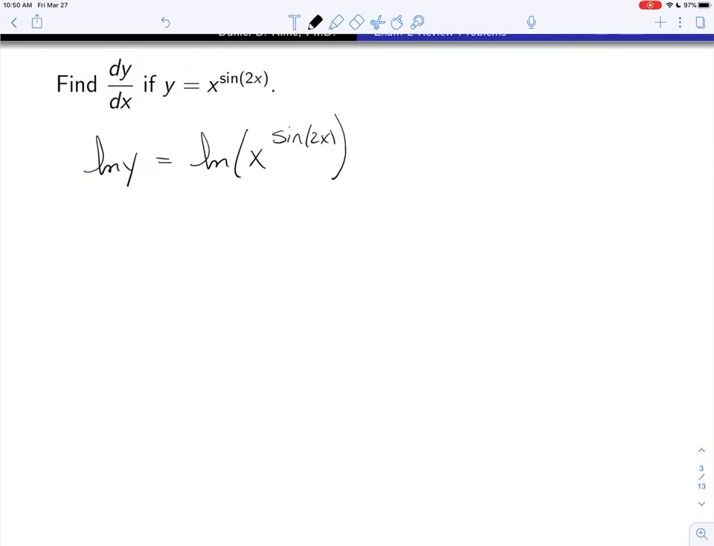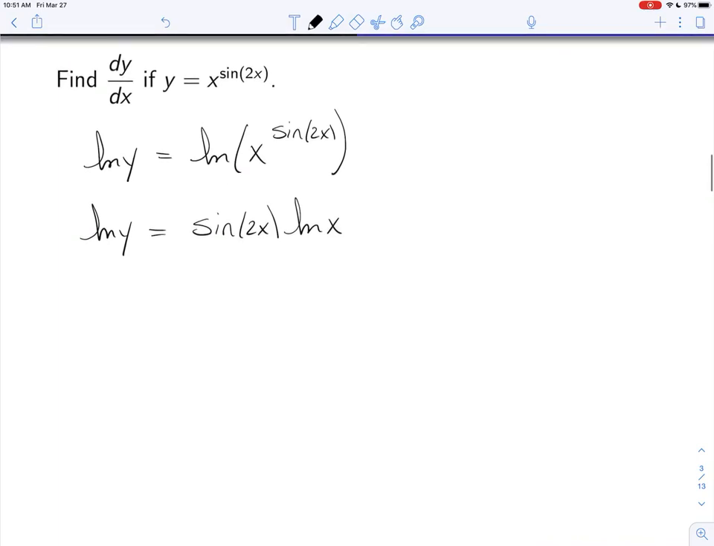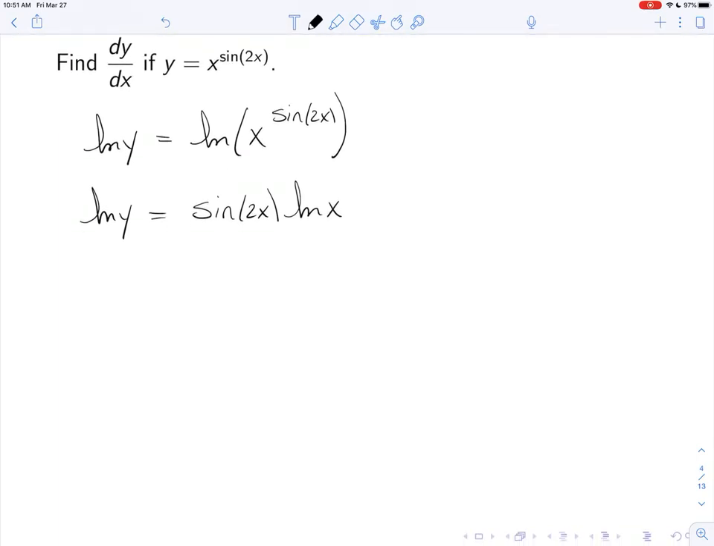I'm just taking the natural log of that equation, and now I'm going to use the properties of logs to simplify this. So I can say ln y is sine of 2x times ln x. Now I'm ready to take derivatives. This is a different equation than what I started with, but I'll be able to get y prime out from this. So let's begin.